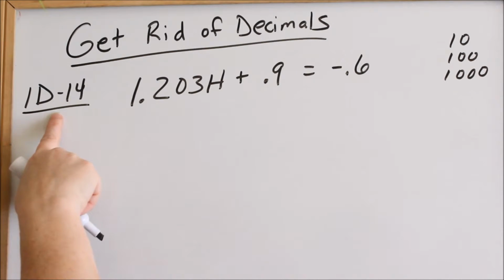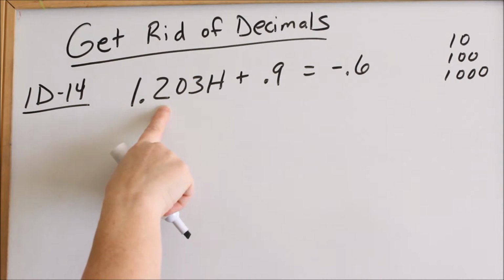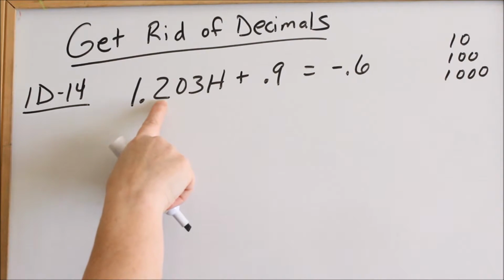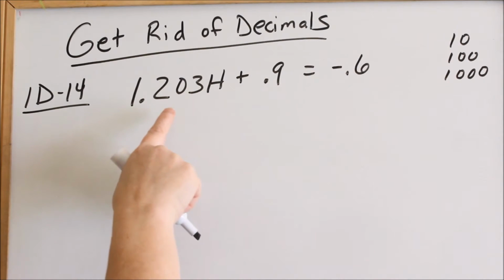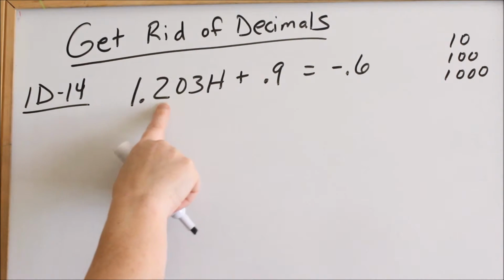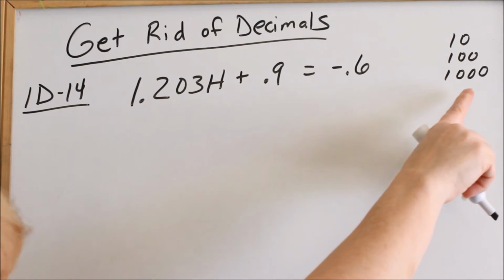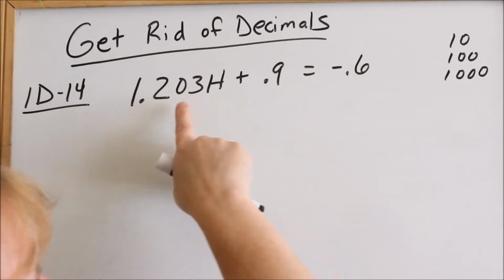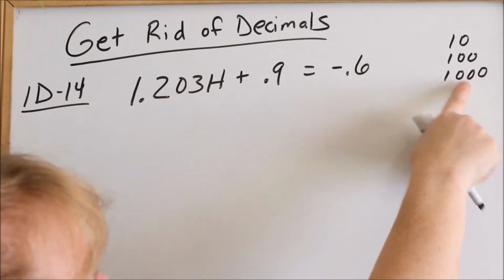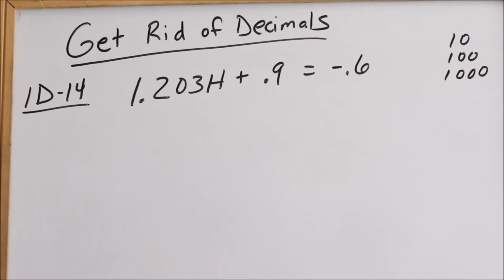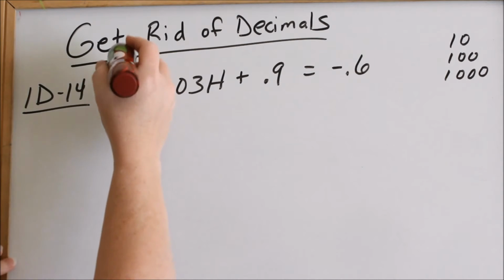Like in this problem of 1D14, the most decimal places is this number with 3 decimal places. So you use the largest decimal place, 3 decimal places. You pick the one with the same number of zeros. 3 decimal places, 3 zeros. So we're going to multiply each one of these by 1,000. Remember in algebra, whatever you do to one, you do to the other.